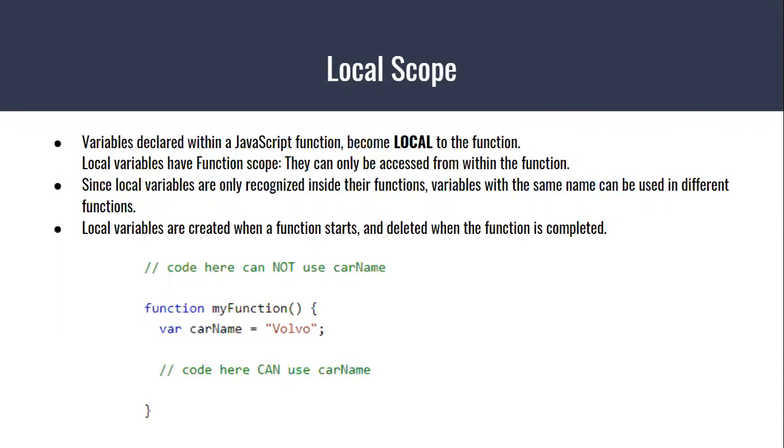So local variables are only recognized inside their functions. Variables with the same name can be used in different functions, as we asked. Local variables are created when the function starts and deleted when it completes. So when it runs through the invocation or the execution of this package, it'll be alive, visible and known. But after the execution leaves this function call, there's no more reference of that car name, for example. So it does a little bit of cleanup after it's executed.